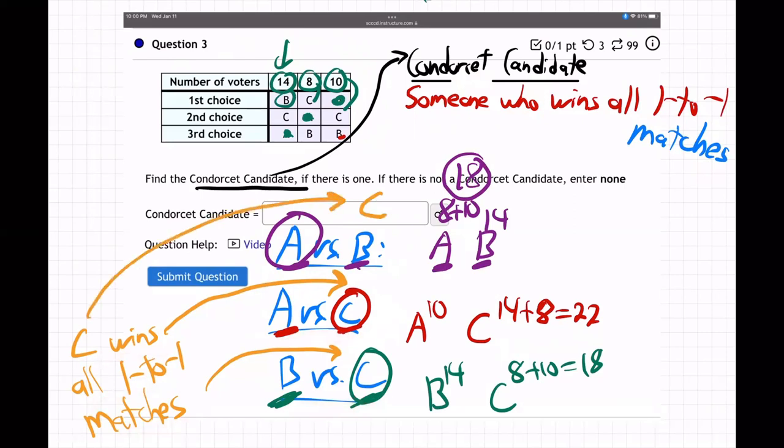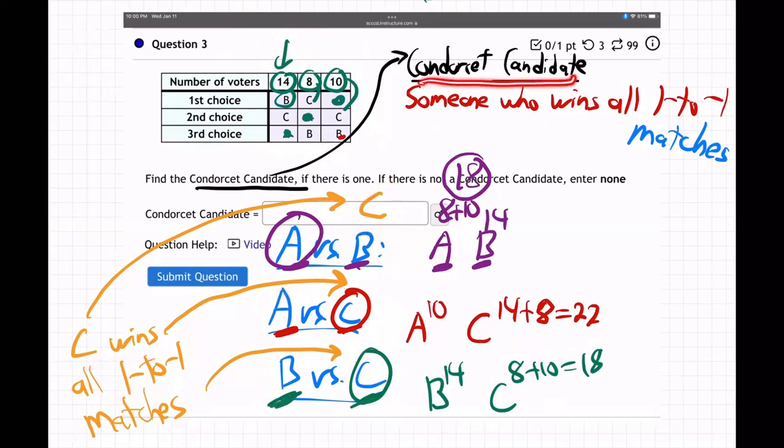Now, what does that mean? Well, that means really it seems like they like C best, doesn't it? In one-to-one matchups, they preferred C over anybody else. They preferred C over B. They preferred C over A. When you ask these people, what's the will of the people? Do you like C better or A better in a one-to-one matchup? Well, they like C better than A. Okay, people, do you like C better or B better? They said, well, we like C better than B. So it seems like you guys like C better than anybody. C is the Condorcet candidate.